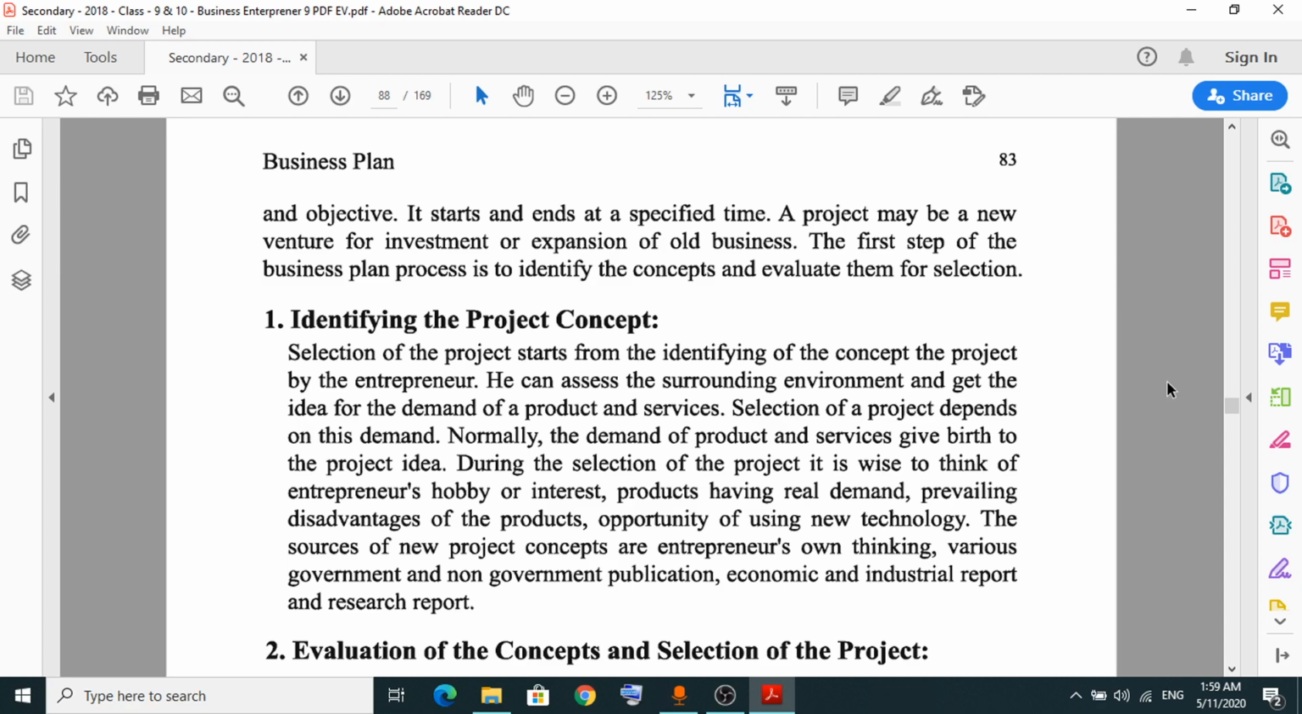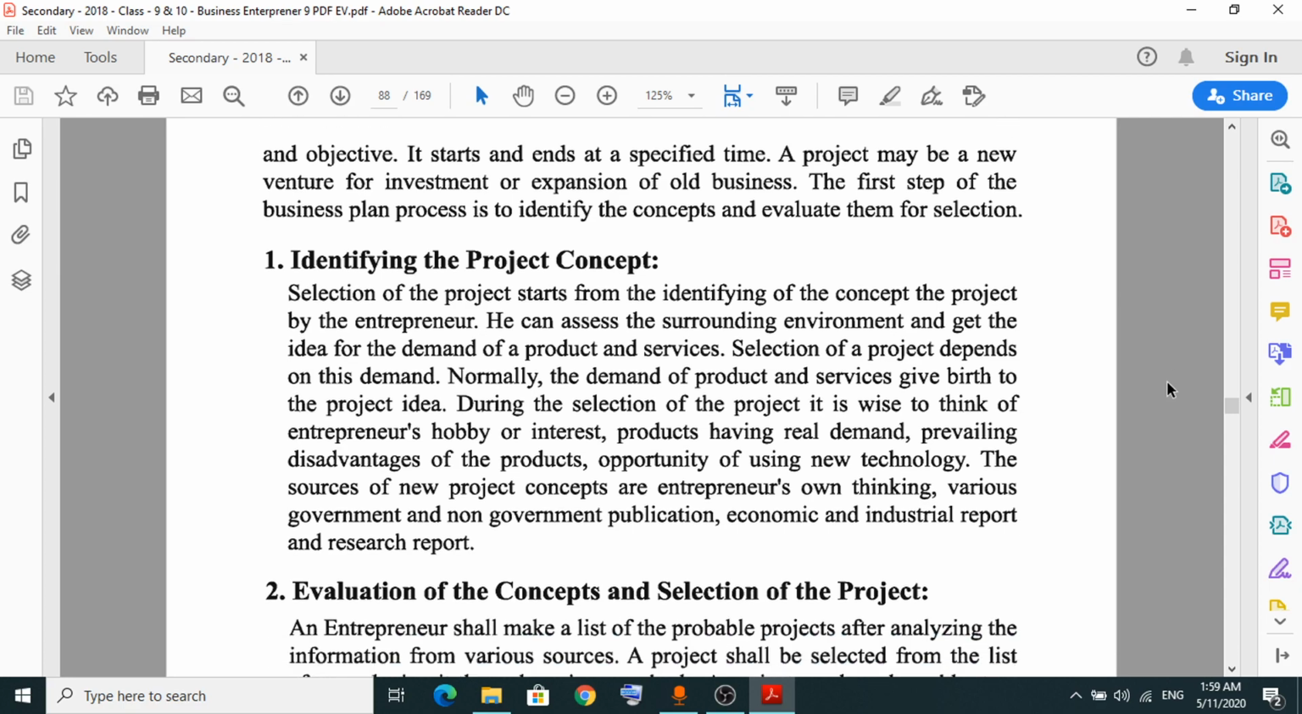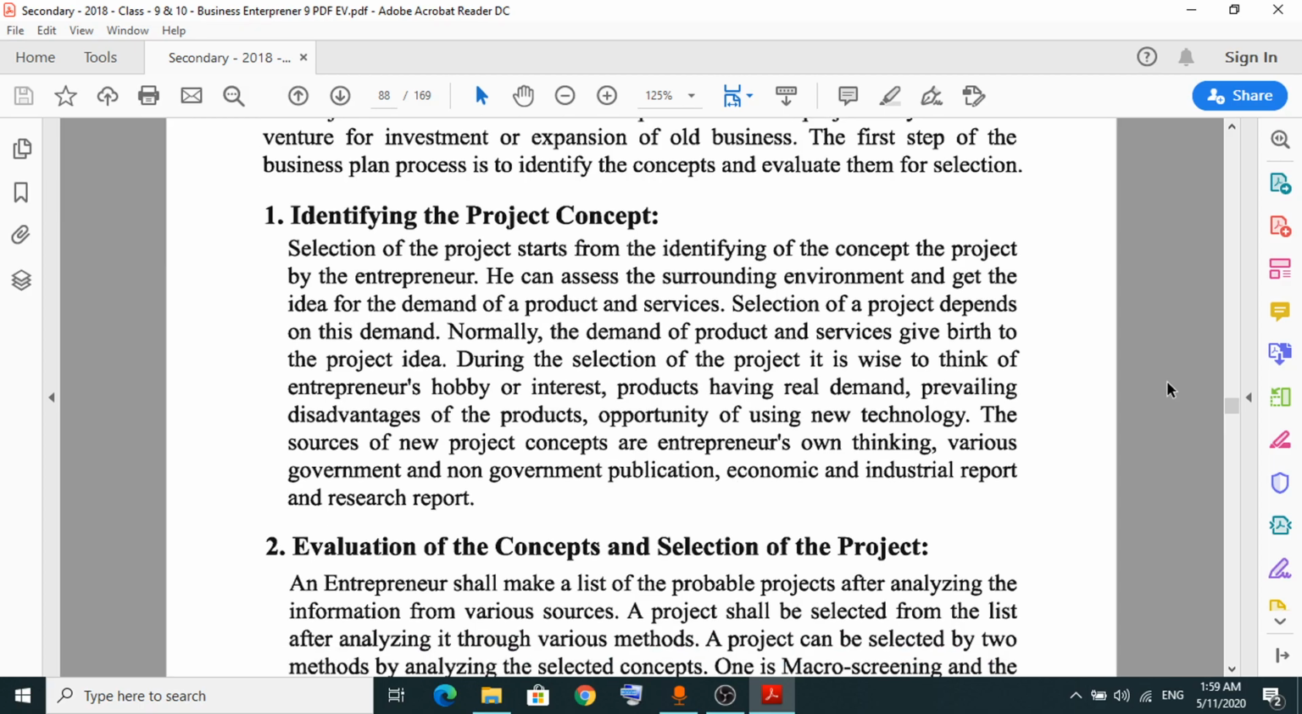That means you have to think about the project concept, what you want to do, or what you want to start, what will be your business plan, what will be your business nature. So this is the first step. Selection of the project starts from identifying the concept of the project by the entrepreneur. That means when you're thinking about some projects, the selection process has already begun.